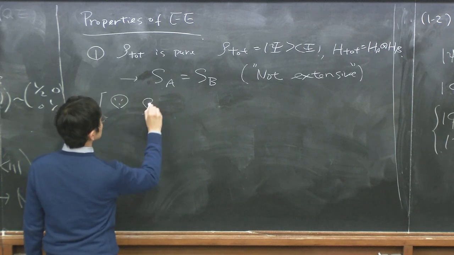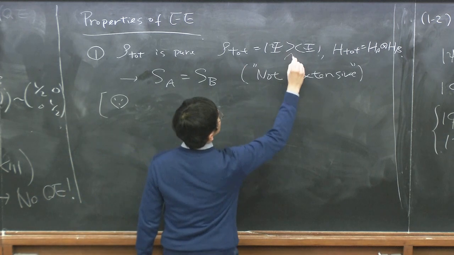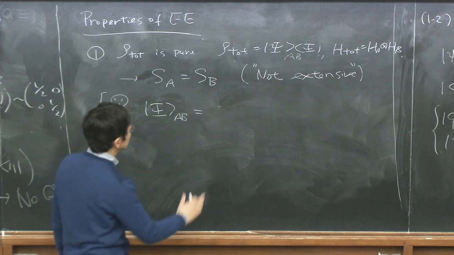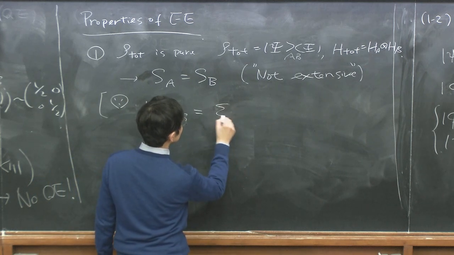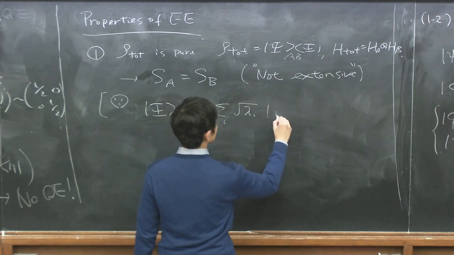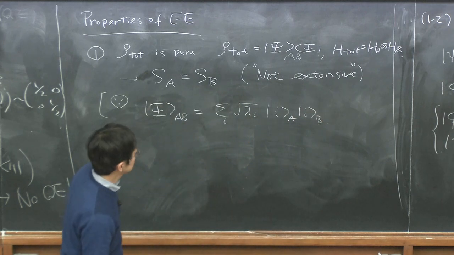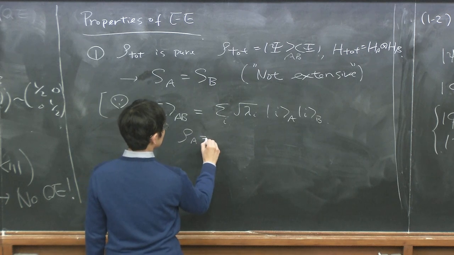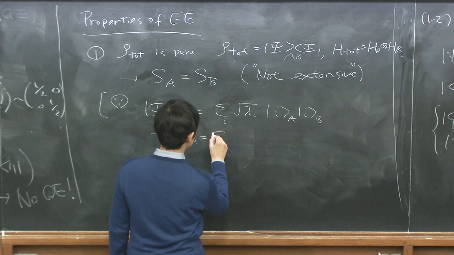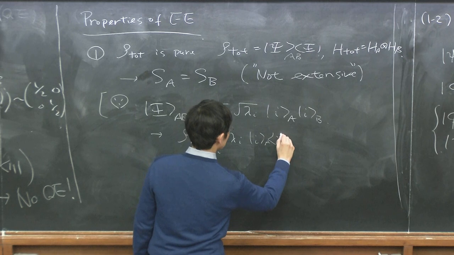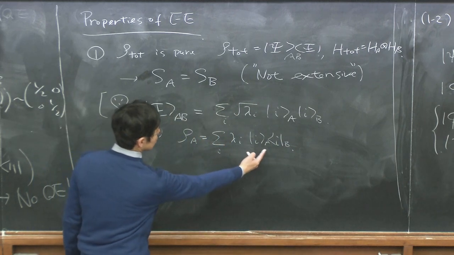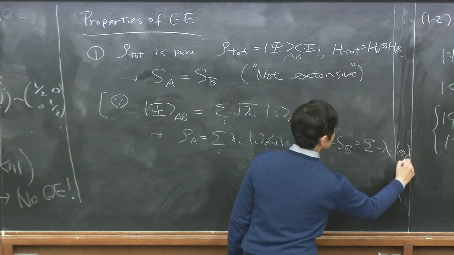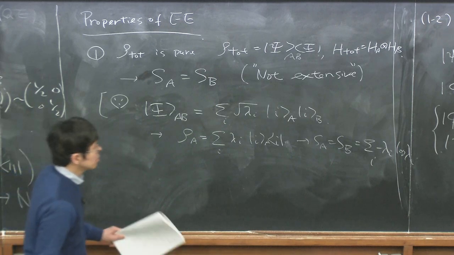It is very easy to prove this. We talk about rho AB, and we can use a very basic theorem of linear algebra, namely the Schmidt decomposition. Under certain bases, we can always decompose the state this way, where the sum is bounded by the dimension of A or B. Then rho A equals the sum of lambda i times |i>_A<i|. If we do the same thing for B, you get the same expression. So S_A equals S_B equals minus the sum of lambda i log lambda i, just the Shannon entropy. This is very important.